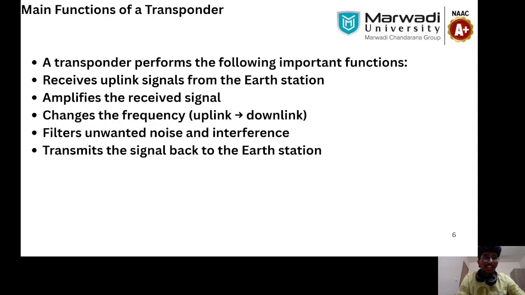And the main functions of a transponder. The main functions of a transponder are receiving uplink signals from the earth stations, low noise amplification of weak signals, frequency translation from uplink to downlink, and filtering unwanted noise and adjacent signals. Power amplification for retransmission, sending signals back to earth as downlink signals.